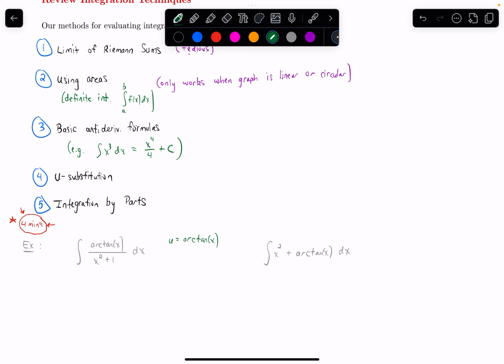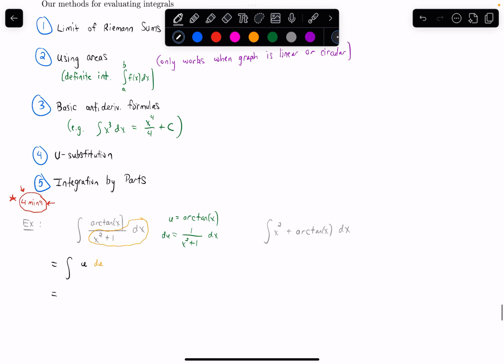So if I let U be arctan, remember arctan is another way of saying tangent inverse, then du, its derivative, is 1 over x squared plus 1. And then of course I write the dx next to it. So doing a u sub on this becomes the integral, and the arctan up top becomes u. And then everything else, this dx getting divided by x squared plus 1, well, that's just du. So I'm left with the integral of u.